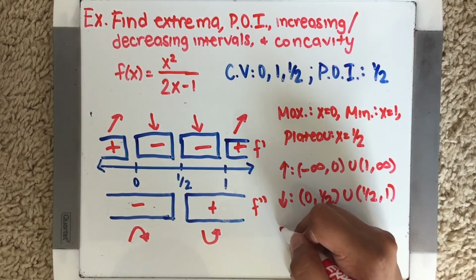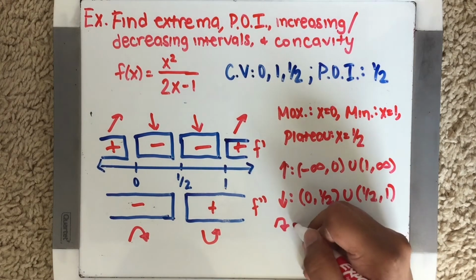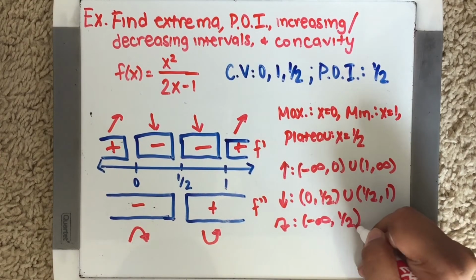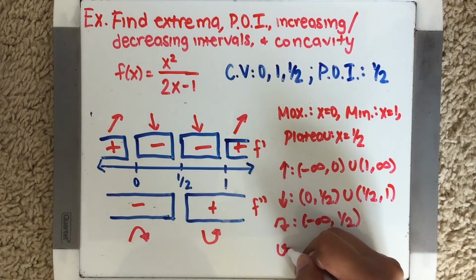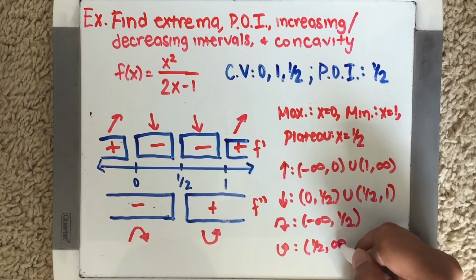Finally, with the second derivative, we can say that the graph is concave down from negative infinity to 1/2, and we can say that the graph is concave up from 1/2 to infinity. And that is our answer.